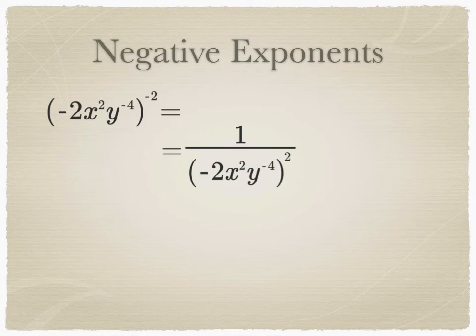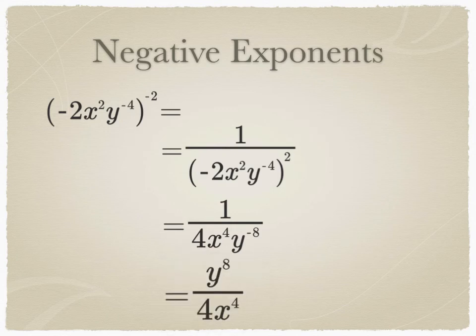Now I'll work out what the square is. So negative 2 squared is negative 2 times negative 2, or 4. x squared squared becomes x to the 4th. And y to the negative 4th squared becomes y to the negative 8th. And then lastly, we'll move the y to the negative 8th to the other side of the fraction bar and get rid of the negative sign, and that's done.